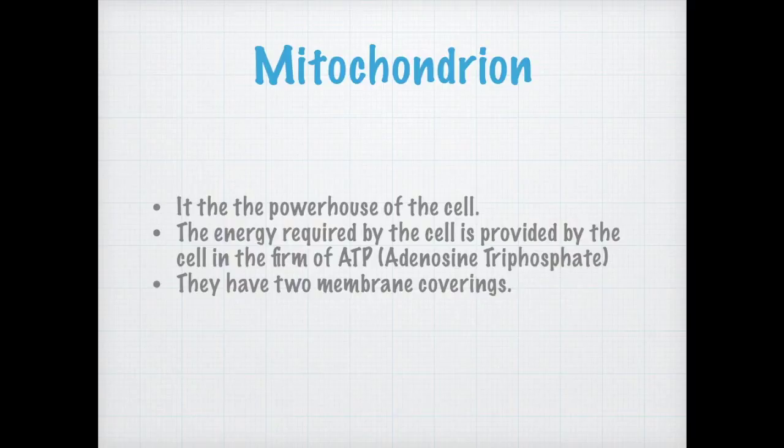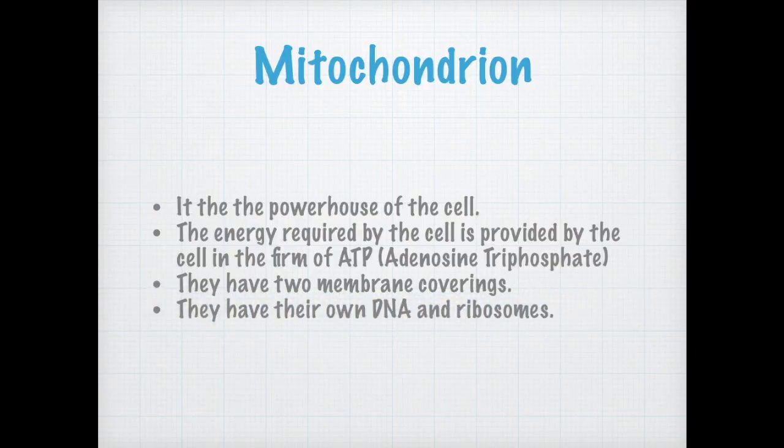Fun fact, they have two membrane coverings rather than just one. Okay, and another difference is that they have their own DNA, unlike other cell organelles, excluding the nucleus. The nucleus has its own DNA, and a mitochondrion also has its own DNA, and it also has its own ribosomes. Let's move on to the vacuole.